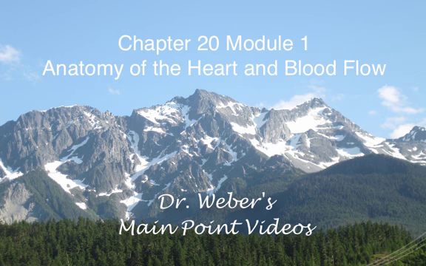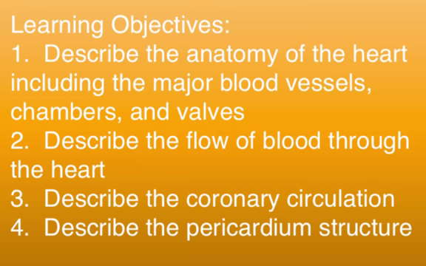This is Chapter 20, Module 1, Anatomy of the Heart and Blood Flow. The learning objectives of this module are: 1. Describe the anatomy of the heart, including identifying the major blood vessels, chambers, and heart valves. 2. Describe the flow of blood through the heart. And 3. Describe the coronary circulation and the pericardium structure.